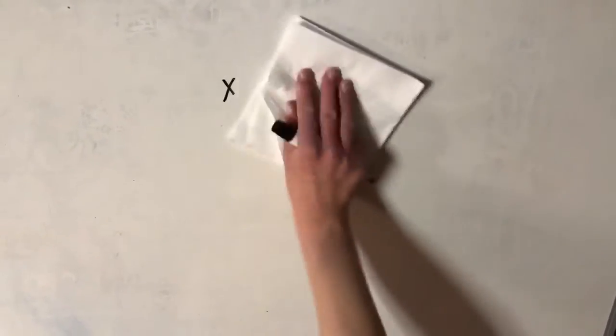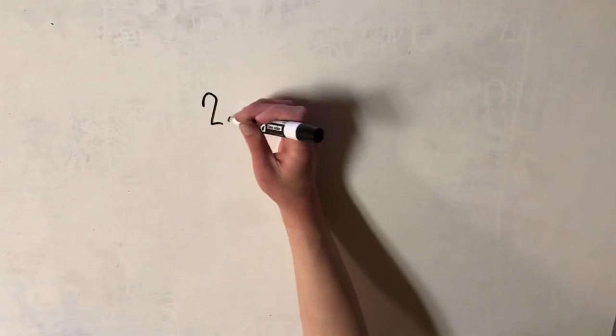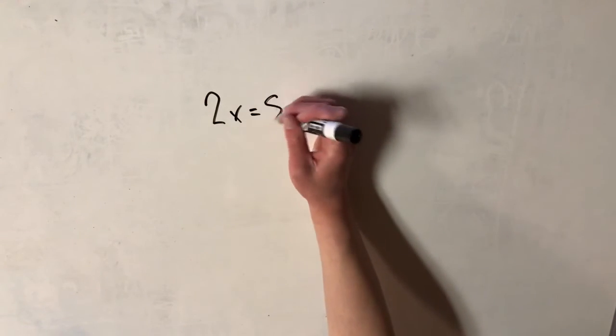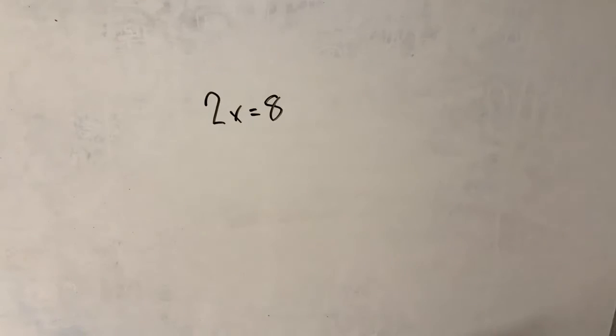So say we have 2x equals 8. And again, you could probably tell right away that x equals 4, but we're going to use the properties of equality here. So 2x means 2 times x, and the opposite operation of multiplication is division. So I'm going to divide 2 from 2x.